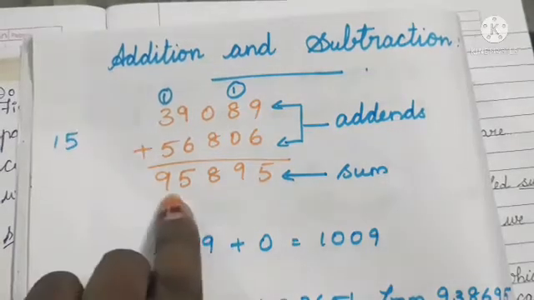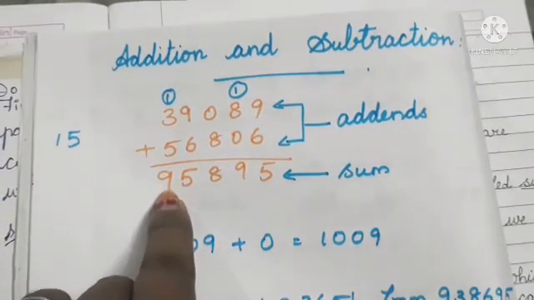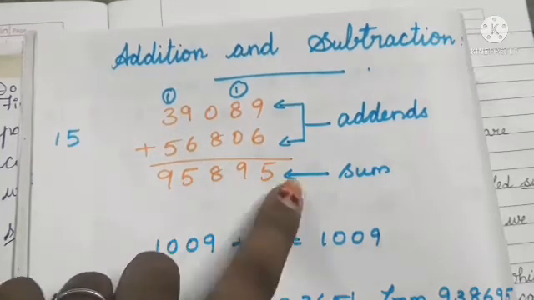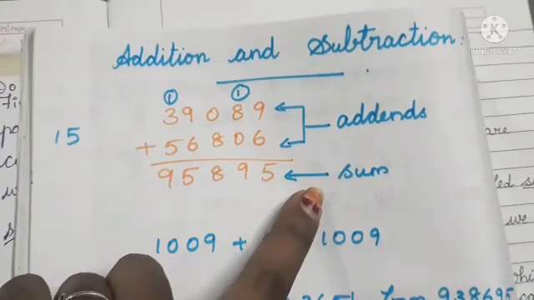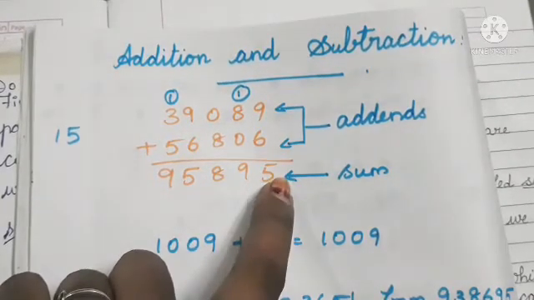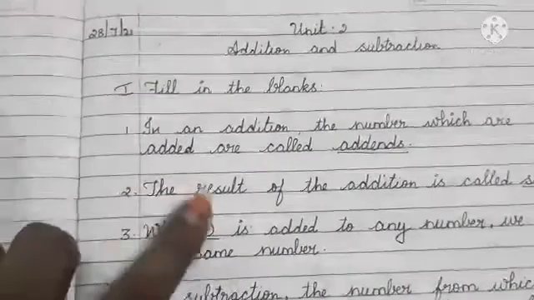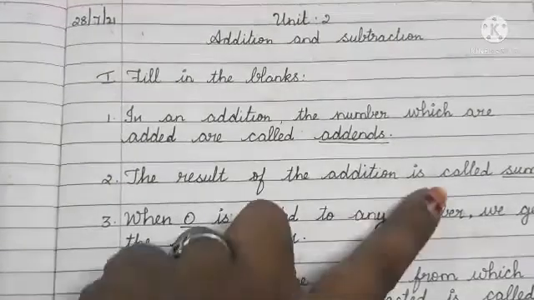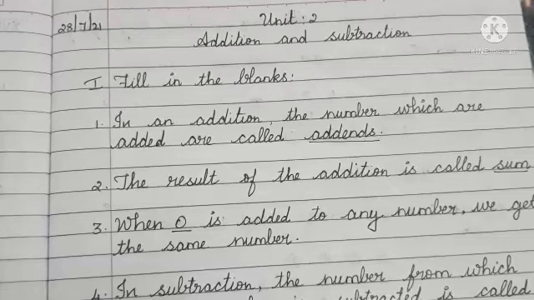And the result you will get, that is called the sum. If you add the 2 numbers, you will get a result, that is called the sum. So here 95,895 is the result of adding the 2 addends. Next fill up: the result of the addition is called sum. What is the spelling for sum? S-U-M, sum.